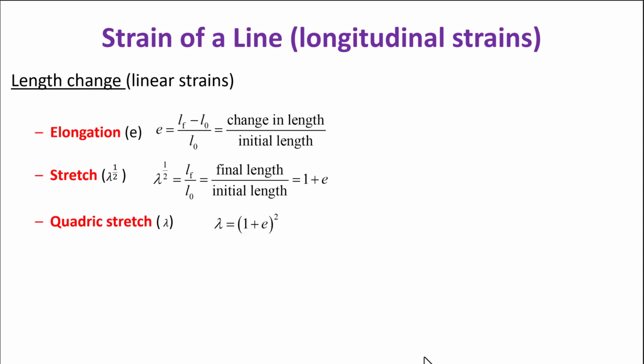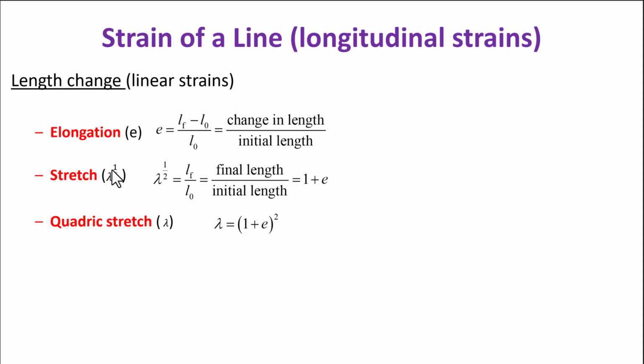When a line is deformed, the change in its length can be measured by the following linear strains or longitudinal strains. Elongation, or simply strain, is defined as change in length divided by the initial length. The initial length here is represented by L0 and the final length LF. The change in length divided by the initial length gives the elongation.